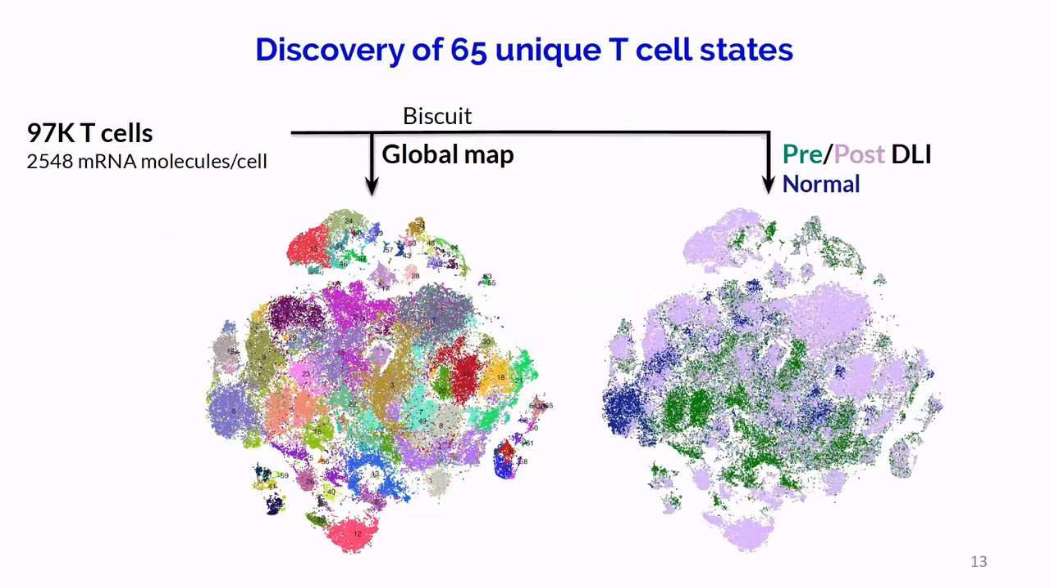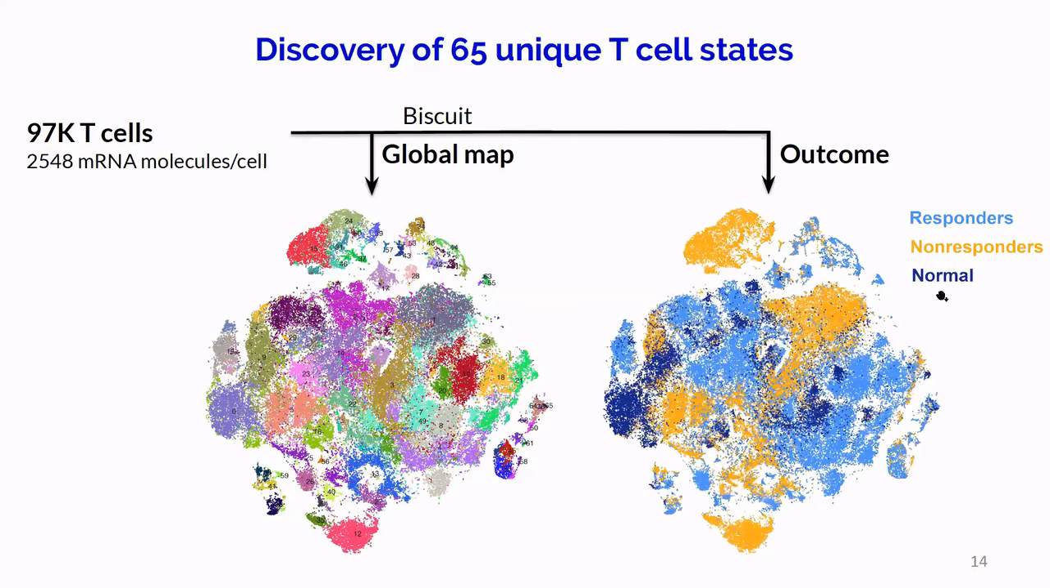And you can see that these T cell states are shaped by the timing of the therapy shown in pre versus post therapy and normal, but are also showing associations with the outcome in different proportions of T cells seen in responders versus non-responders in blue versus orange in this map.